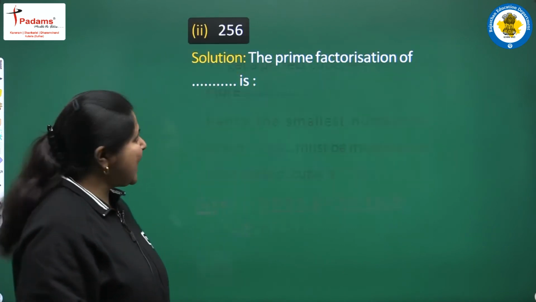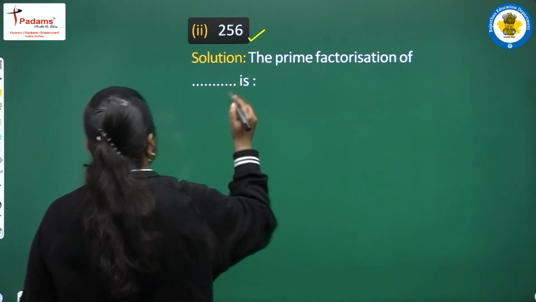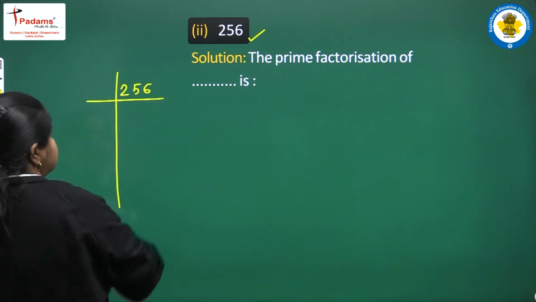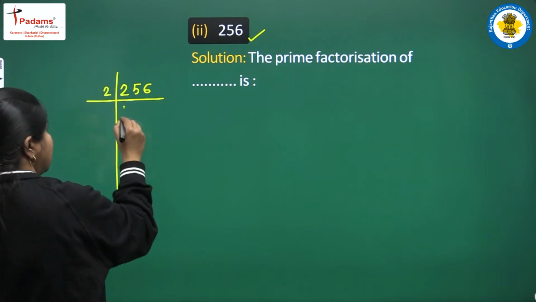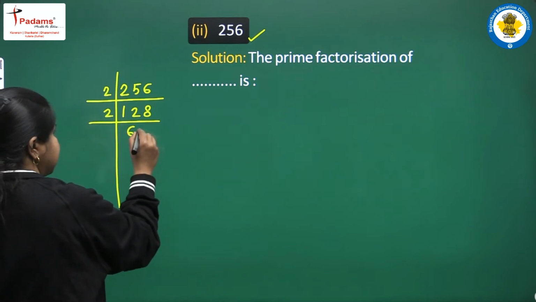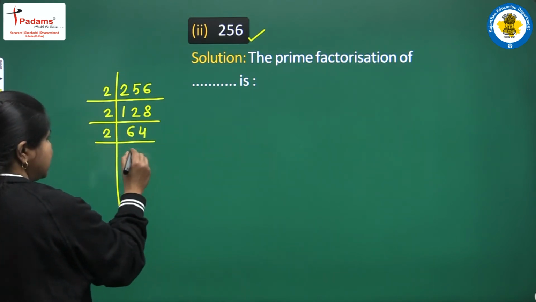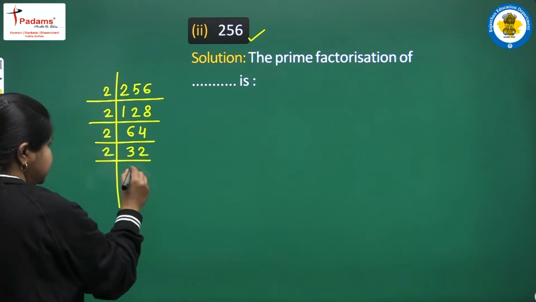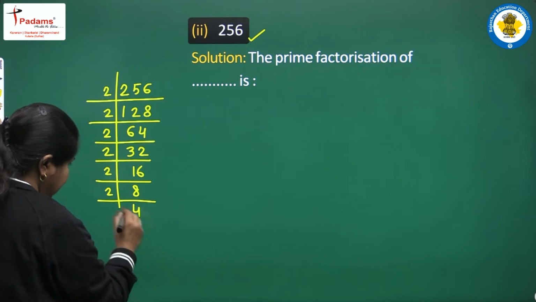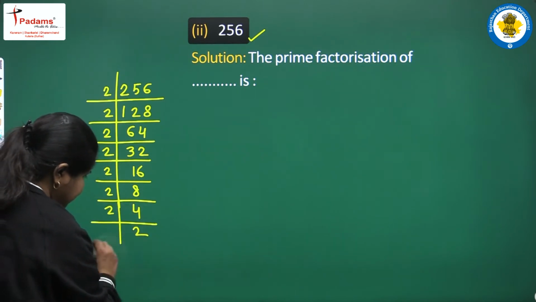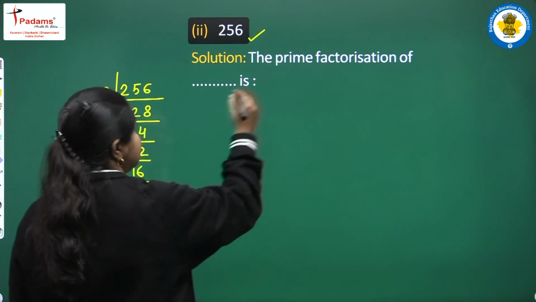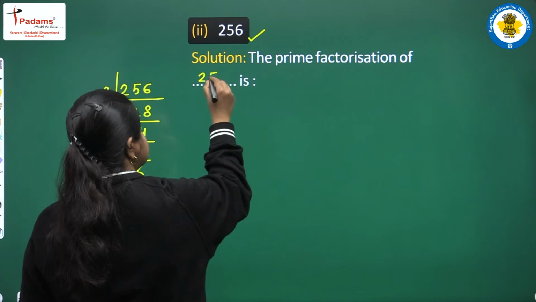ओके, नेक्स्ट वी हैव 256. लेट अस फाइंड द प्राइम फैक्टर्स. Draw these lines dividing by 2 one time, 2 times and then 8. We get 64, then by 2, 32 times, then 16 times, 8 times, 4 times, 2 times, and in the end it goes by 1. 2 ones are 2.